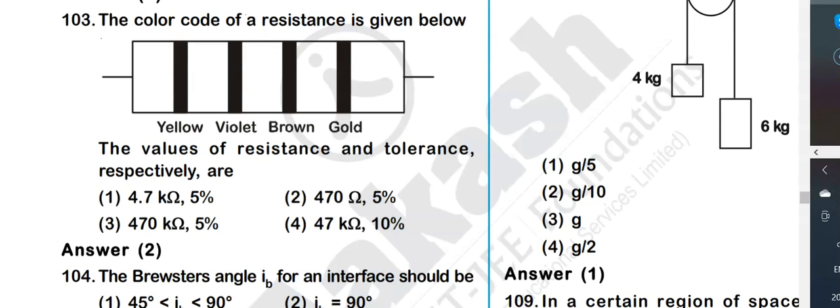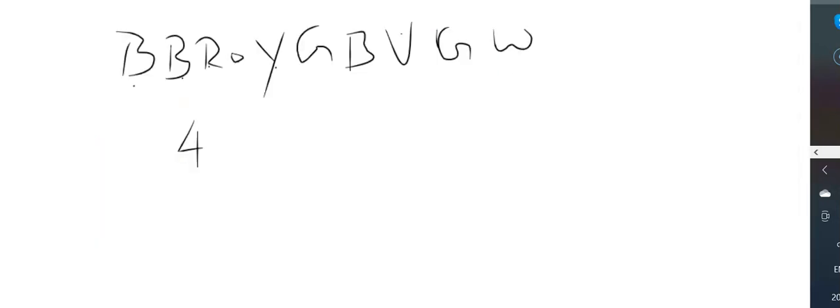And then it is violet. So violet means the second thing, which is going to give the second digit. Counting 0, 1, 2, 3, 4, 5, 6, 7, violet is 7. So the digits are 4.7.